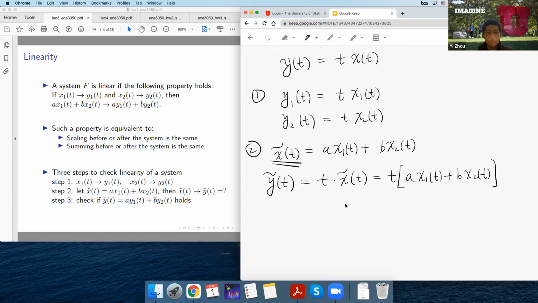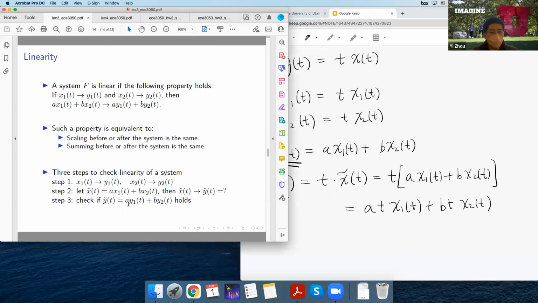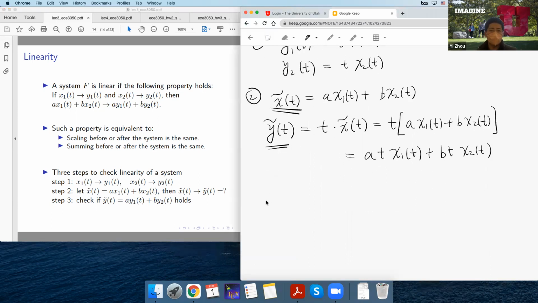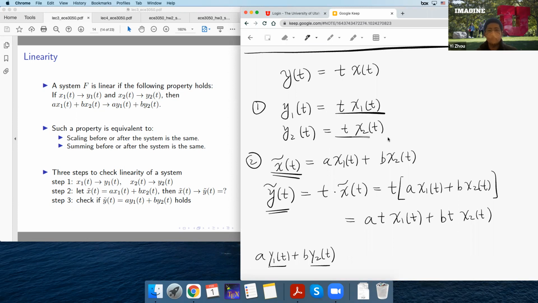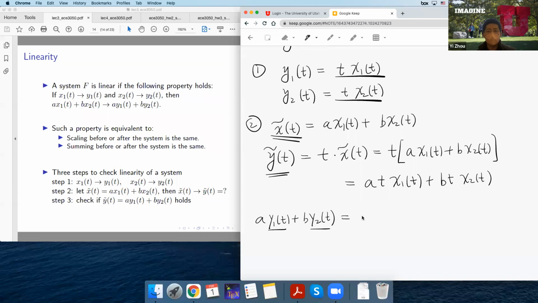Okay. And we can do expansions: AT X1T plus BT X2T. Now we need to compare. Now we have this Y tilde T. So we need to further obtain A times Y1 plus B times Y2, and then compare these two. So let's look at A times Y1T plus B times Y2T first. And these two are already obtained here in the first step. We just plug them into this linear combination. We have AT X1T plus BT X2T. Just plug in this. And in the end, you can see that they are equivalent.